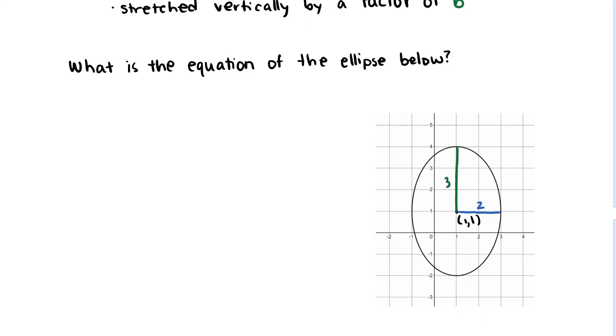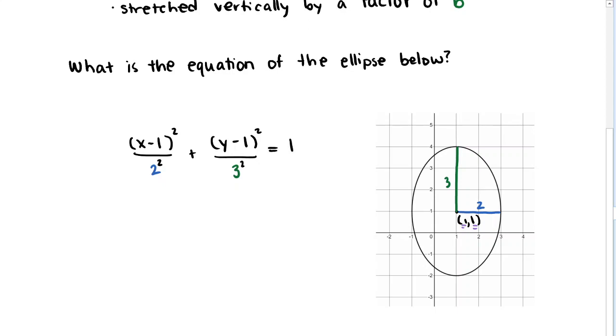And so we can see this as coming from the equation (x minus 1) squared divided by 2 squared. That x minus 1 is coming from x take away the x value of this center point. And we're going to add that with (y minus 1) squared, y take away the y value of this center point, divided by 3 squared, the stretch factor in the vertical direction, is equal to 1. So this is the equation of this ellipse.